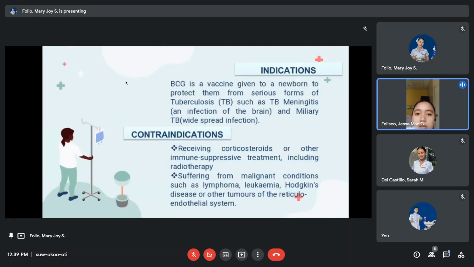For the indications, BCG is a vaccine given to a newborn to protect them from serious forms of tuberculosis, or TB, such as TB meningitis, an infection of the brain, and miliary TB, a widespread infection. For the contraindications, this is contraindicated for those receiving corticosteroids or other immune suppressive treatment, including radiotherapy, and those suffering from malignant conditions such as lymphoma, leukemia, Hodgkin's disease, or other tumors of the reticuloendothelial system. Next slide, please.